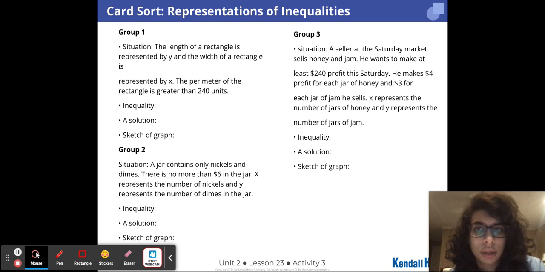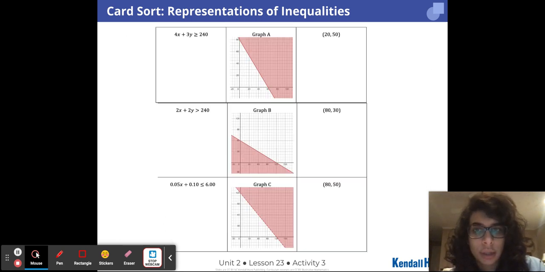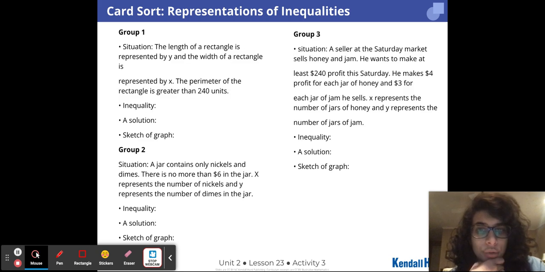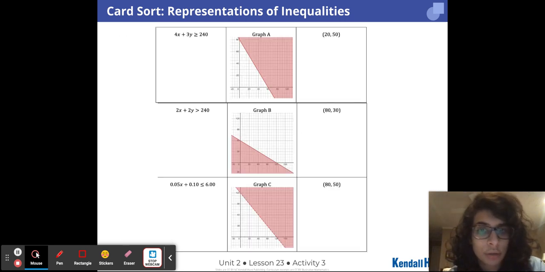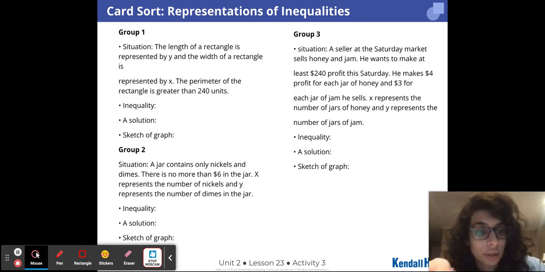In the card sort, I want you to take a look at the cards. You have inequalities in one column, graphs in the middle column, and a solution in the last column. Take a look at your three situations, and tell me which inequality represents a situation, what is a solution to that situation, and which graph is the sketch. You don't have to resketch the graph. You can just tell me if it's graph A, graph B, or graph C. This time, I gave you all the information. I want you to just match it to each of the situations.